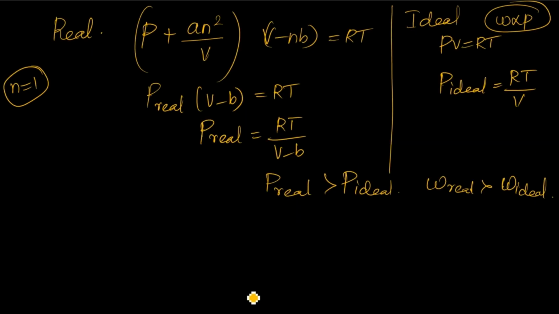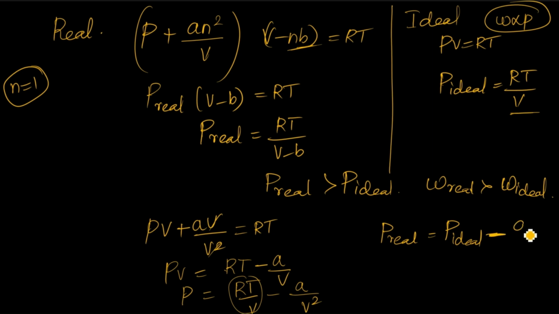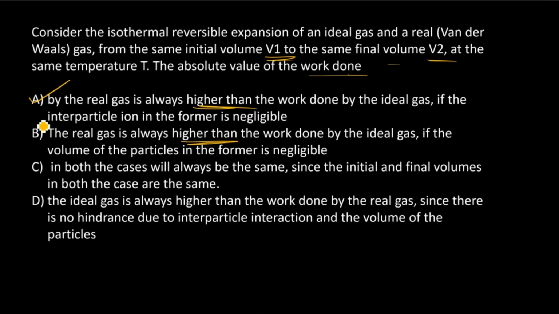So the volume of the particle, here we have to consider. So once again I am taking the real gas and ideal gas equations. This time I am not going to consider b, which is related to the volume coefficient. So P V plus a V by V square equal to RT, right? Which makes PV equal to RT minus a by V. So P is equal to RT by V minus a by V square, right? So RT by V, which is P ideal, we already know. So P ideal minus a by V square equals P real, which means P ideal is the greater value. So that option is incorrect.